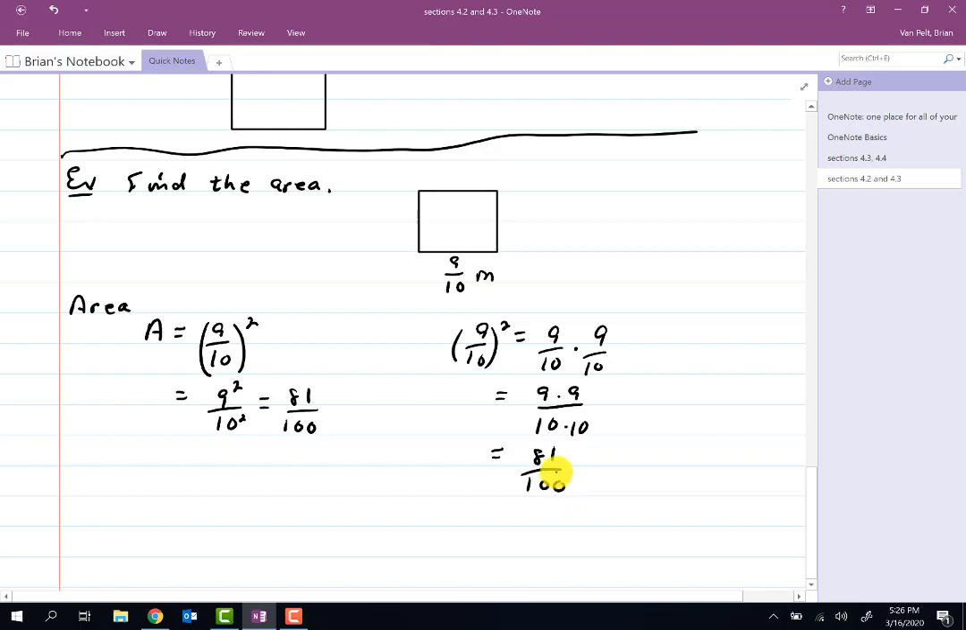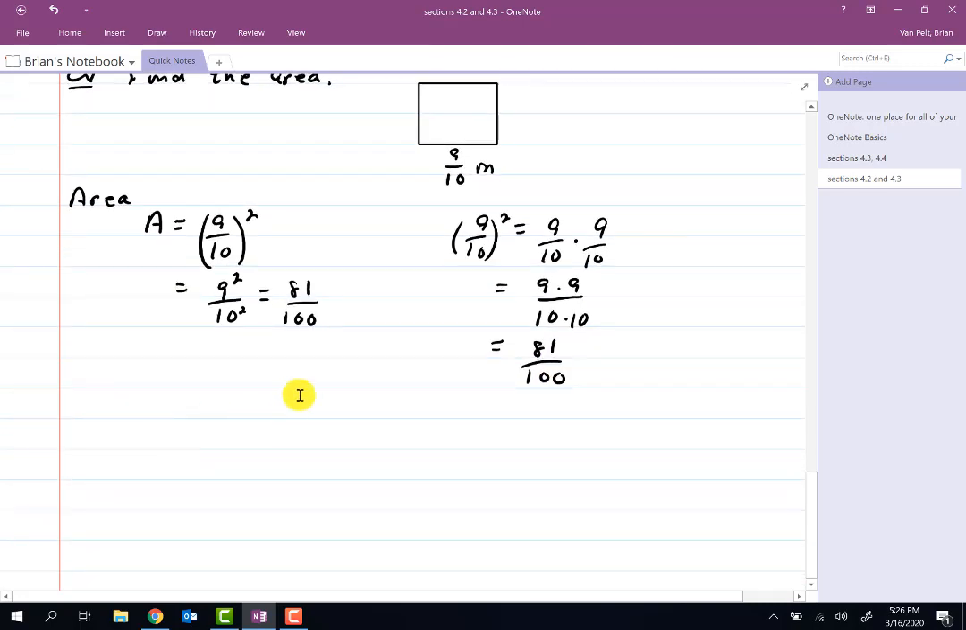All right, that gives us the numerical part of the answer, but the answer itself needs to have the units in it. So 81 over 100 m squared.